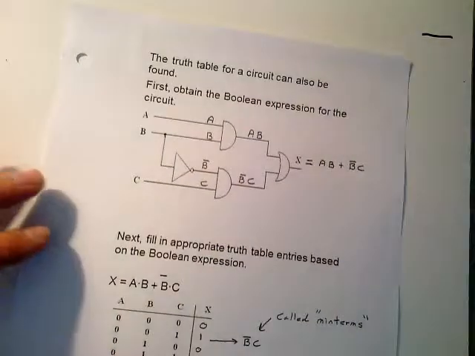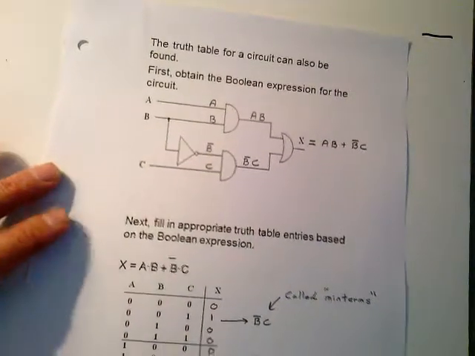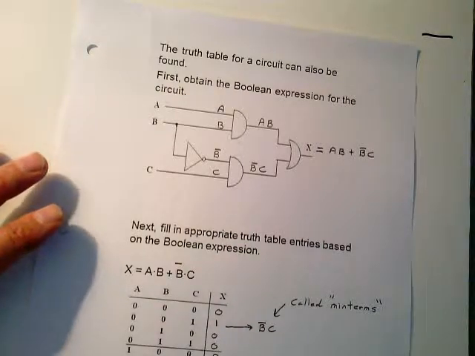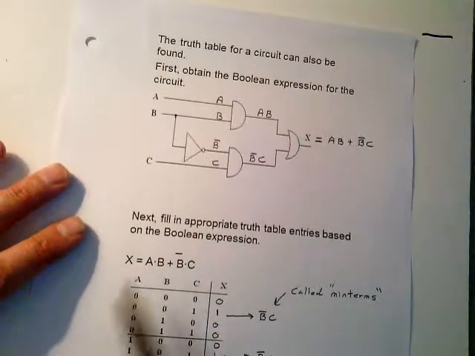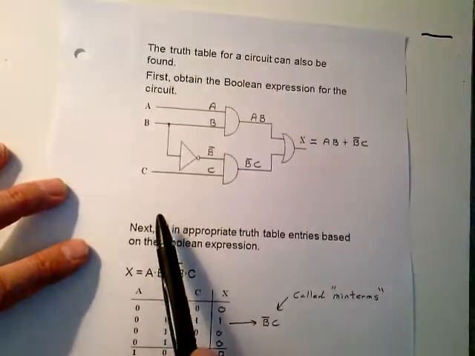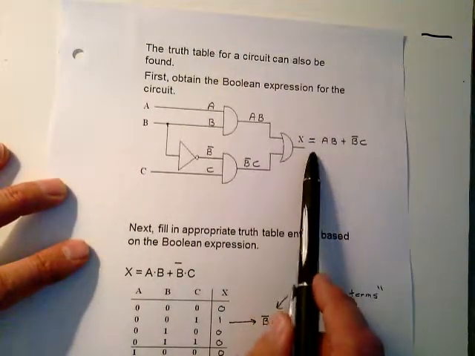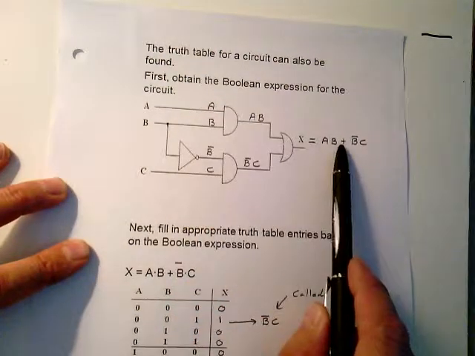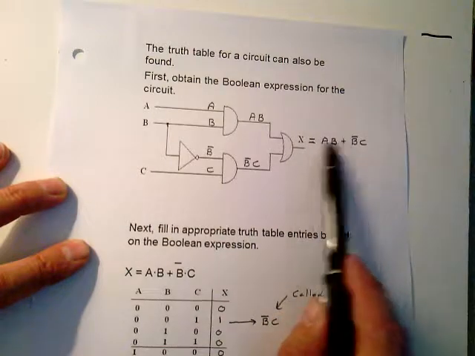Page 58. The truth table for a circuit can also be found. First, obtain the Boolean expression for the circuit. Well, here we have a circuit. You can stop the video and try to get the same thing I got. Here's the output. X is equal to A and B, right here. That's an input gate. Or, there's your output gate. The OR gate ties these two together.